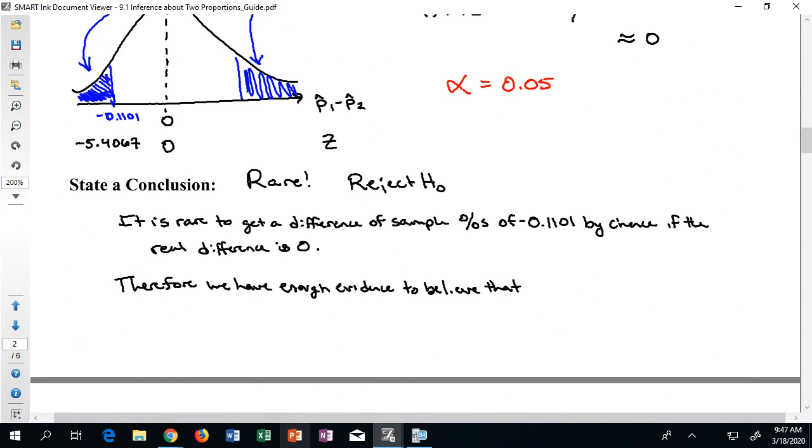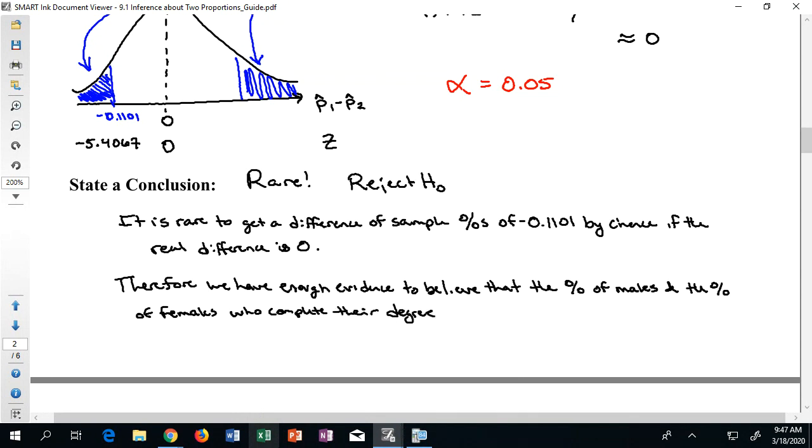We have enough evidence to believe that the percentage of males and the percentage of females who complete their degree are different. You could also say are not the same, are different numbers, different values.